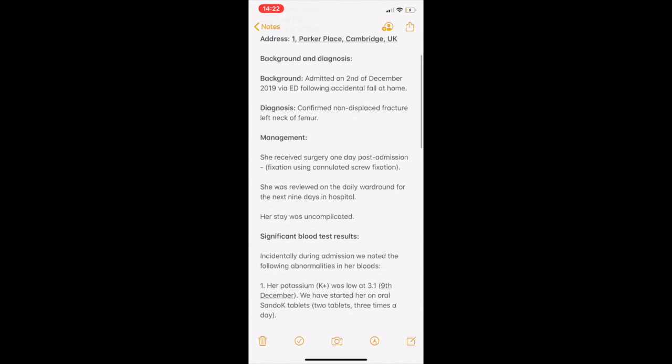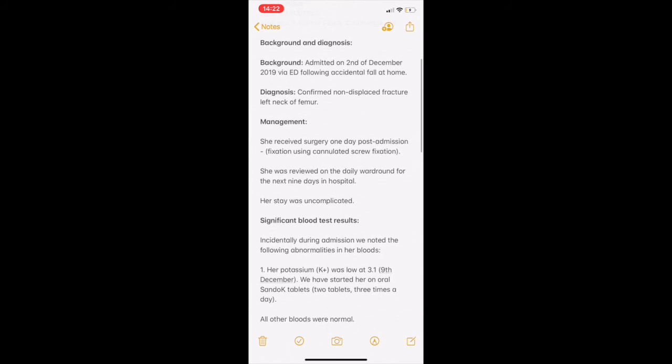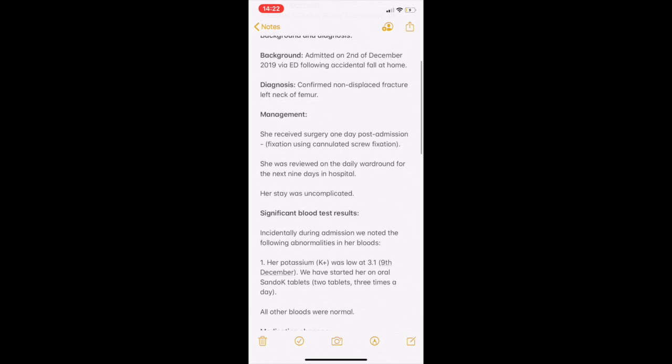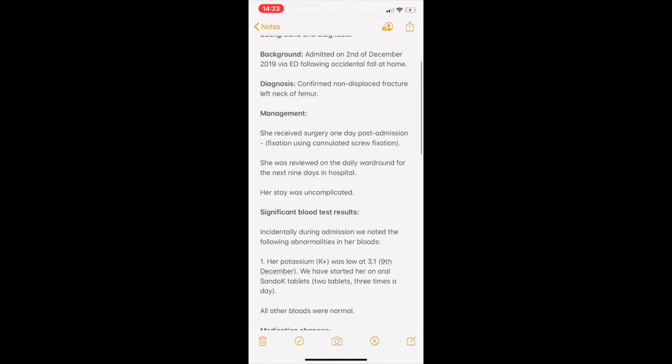You then move on to give the GP significant blood test results. Only state the salient results. Do not list every single blood test or copy and paste in all of the labs. This just confuses the GP, and if you have an important message to get across, it can often be lost. If there was an abnormality, state the abnormality, give the value, state how you've managed it.